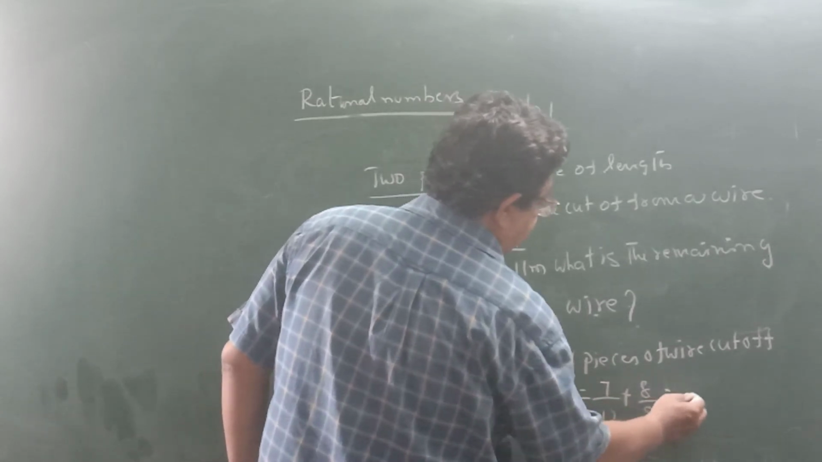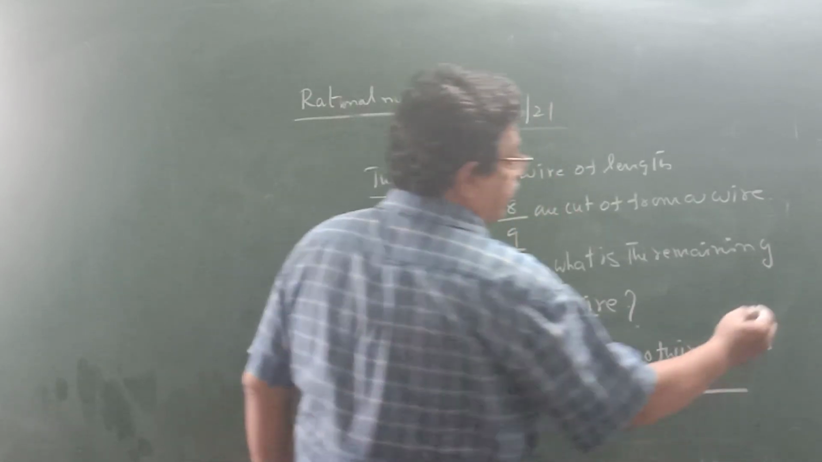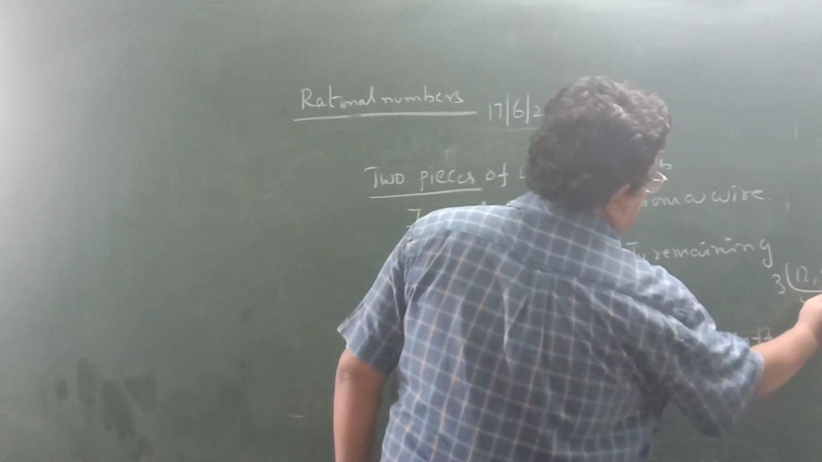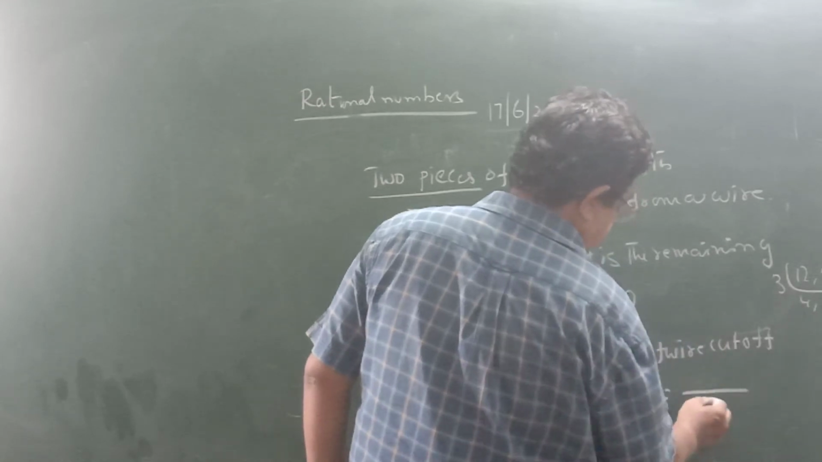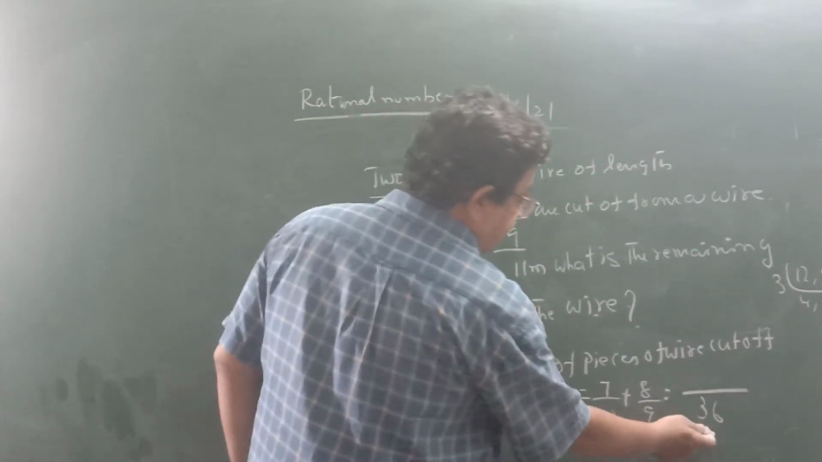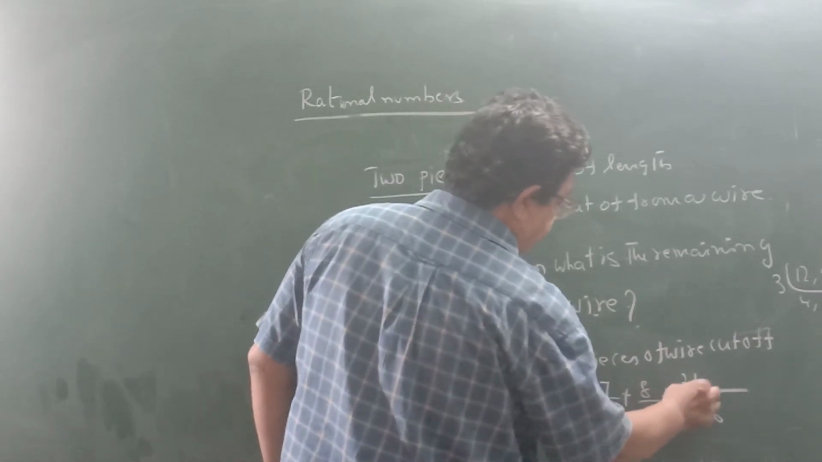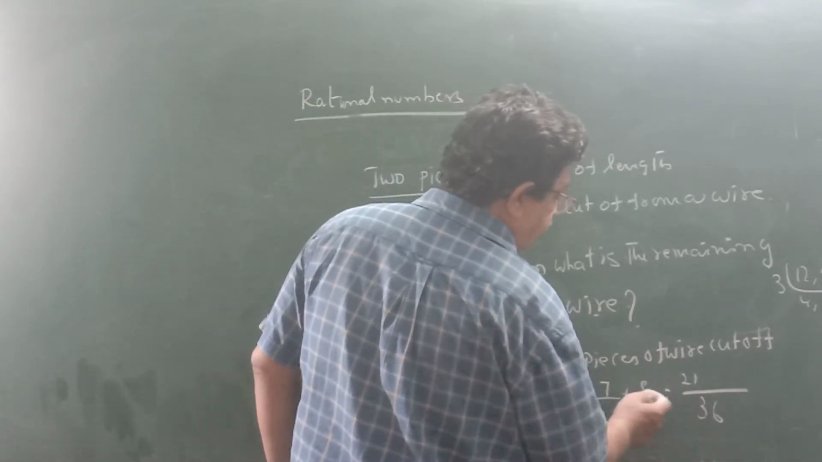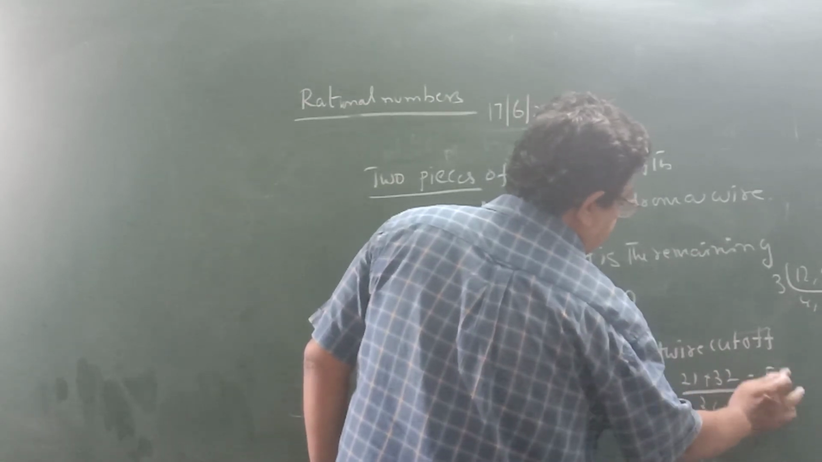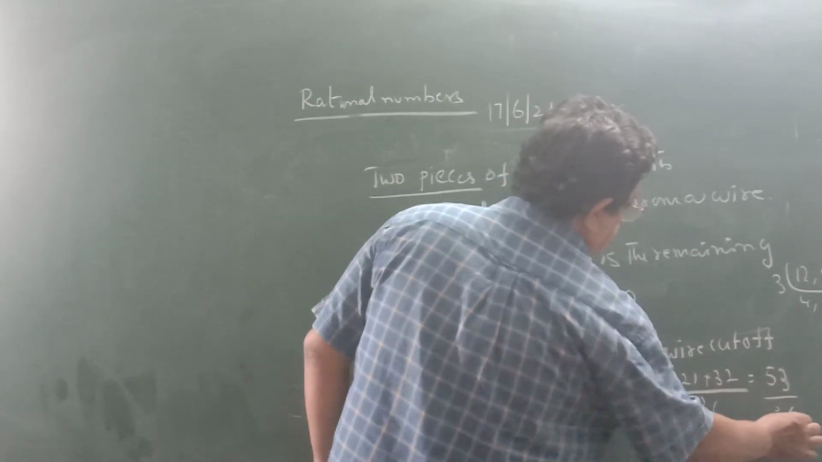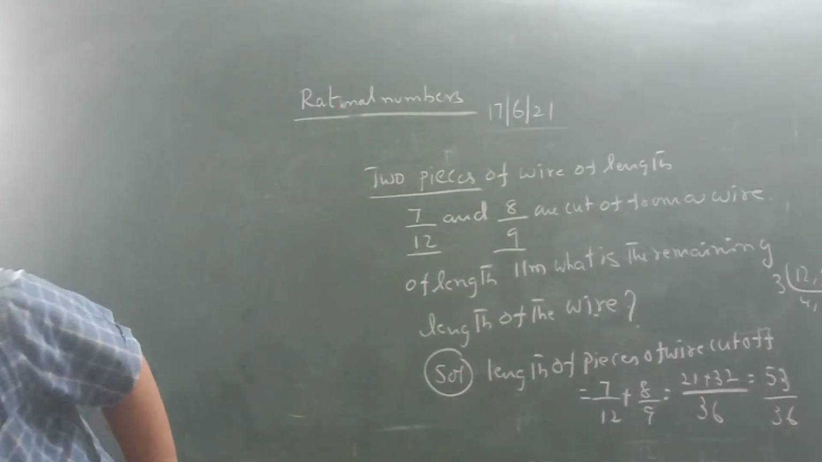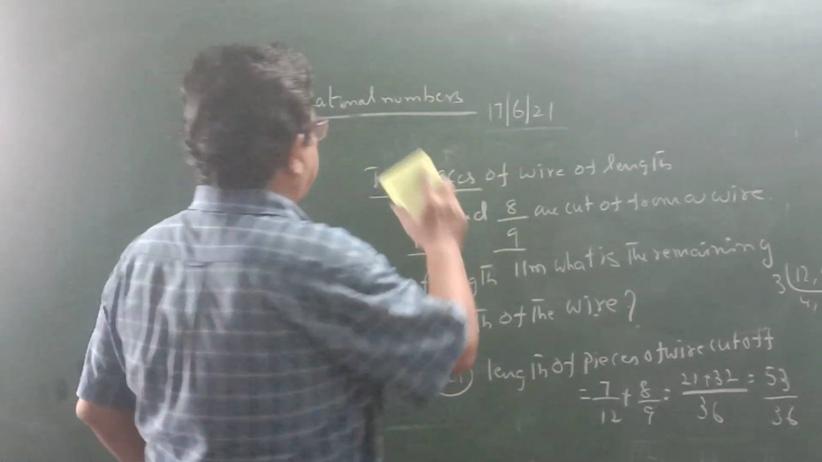You want to find the LCM for 12 and 9. For 12 and 9 the LCM, with the 3 table, 3 4s are 12, 12 3s are 36. 36 goes 3 times in 12, so 7 into 3 is 21. 9 goes 4 times, 4 into 8, 32. 21 plus 32 is 53 by 36. What is the actual length of the wire? 11 meters.